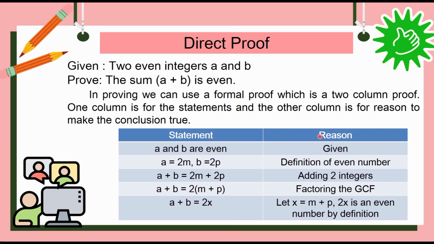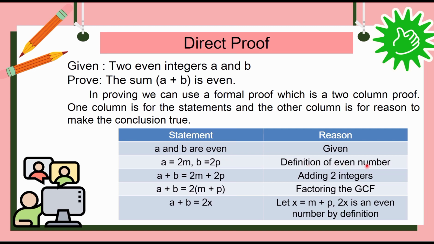Okay. So, let's start with our statement. a and b are even. That is our given. That is our reason. And then, let's say a is equal to 2m and b is equal to 2p. So, tayo ay nag-represent lang. That is the definition of even number.